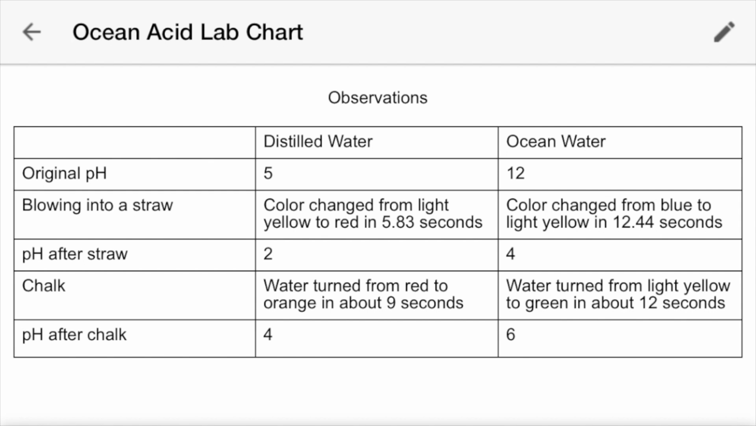After adding the chalk to the distilled water, the color changed from red to orange in about 9 seconds, and the pH went down to 2. And after adding chalk to the salt water, the color changed from light yellow to green in about 12 seconds, and the pH went down to 6.